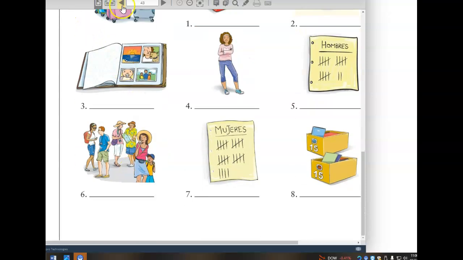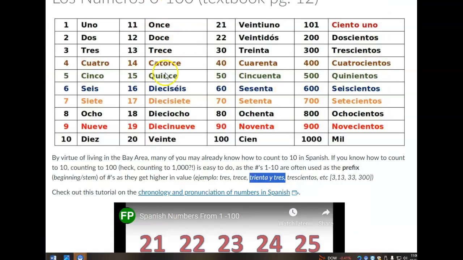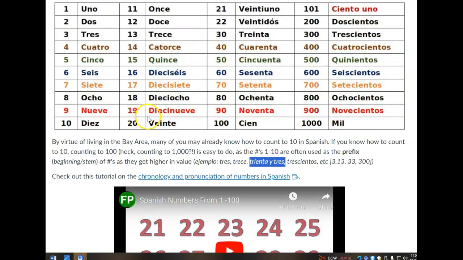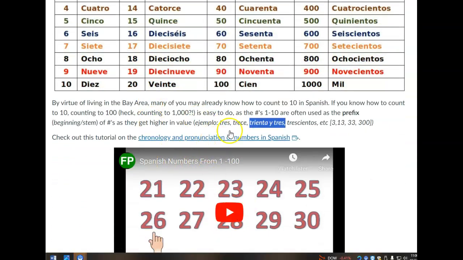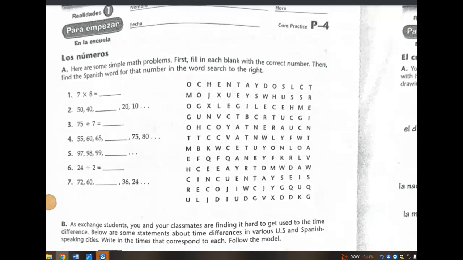And that does it for our practice in the textbook with the numbers 0 through 100. And again, you have that in Canvas as well, and some pronunciation practice, some other references if you need it. Your homework is this handout on nouns and numbers.